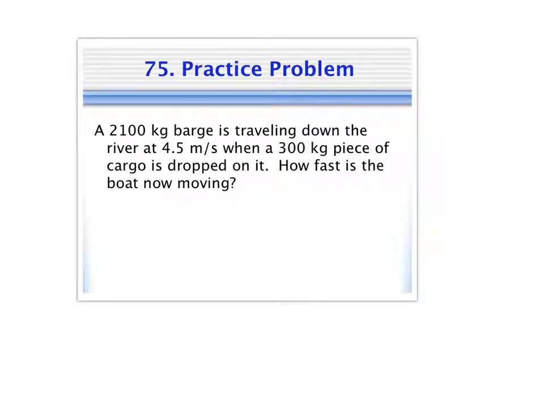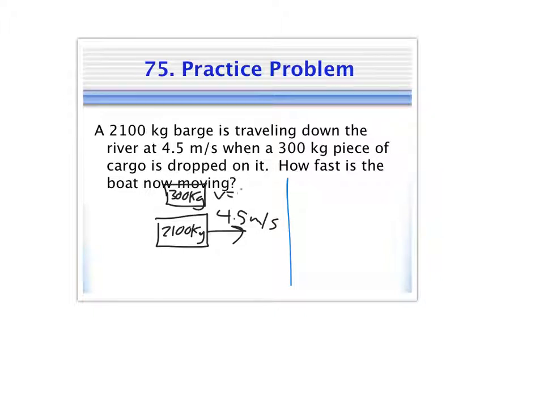All right, let's go ahead and set up this next one here. We have a 2,100 kilogram barge that's traveling down a river here at a speed of 4.5 meters per second. And what we're ultimately going to do is have an initially at rest piece of cargo with a mass of 300 kilograms dropped onto this barge. So that's our before picture where that cargo is at rest. For the after picture, okay, we're going to have the 2,100 kilogram barge, plus we're going to have the 300 kilogram object on top of that. And what we're looking for in this case is what is that velocity.